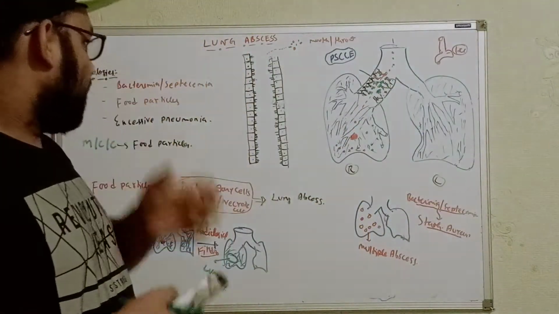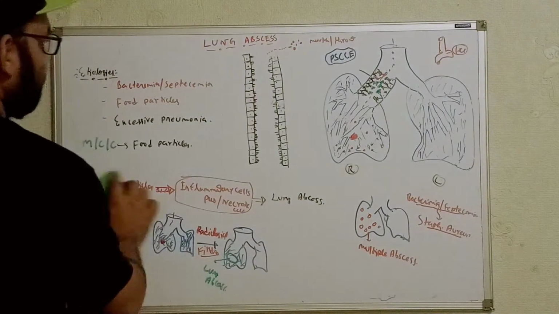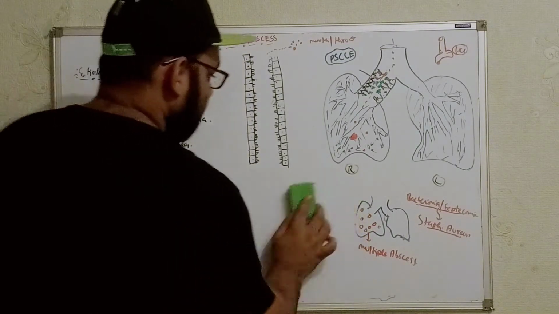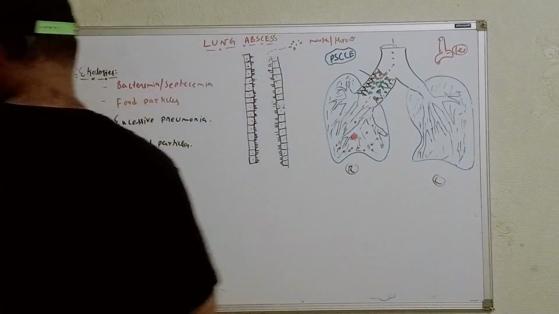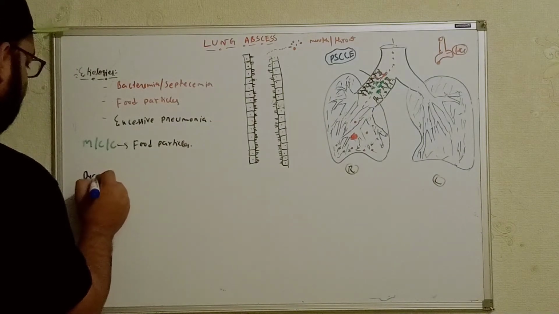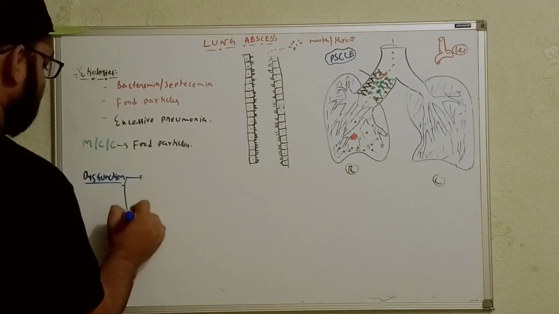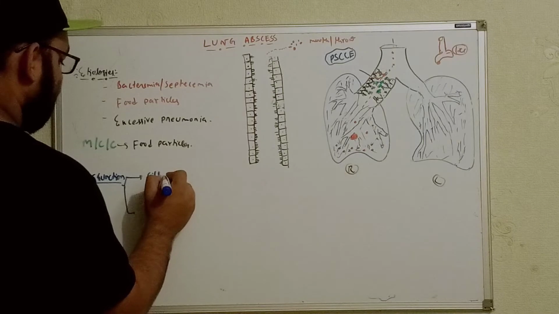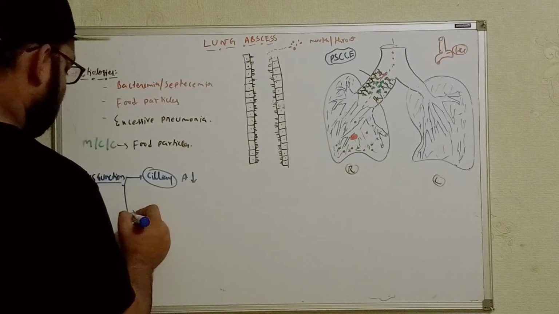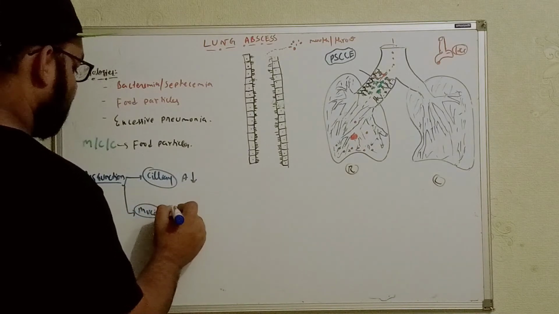Okay, so now we talk about what dysfunctions you can get over here that are responsible for causing lung abscess. So the mechanisms, or you can say the causes: if we get dysfunctions at the ciliary level, where the ciliary activity is decreased, and another thing, if the mucin activity of the mucus that is produced is also decreased.